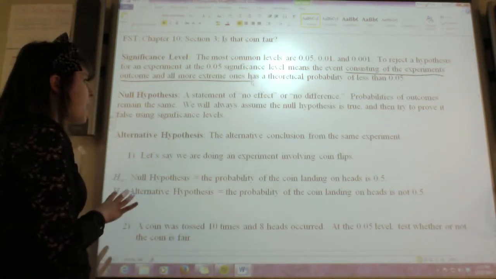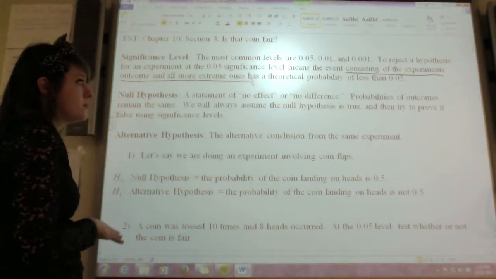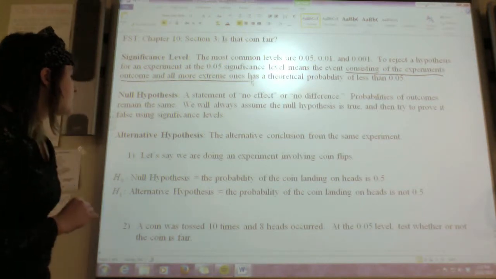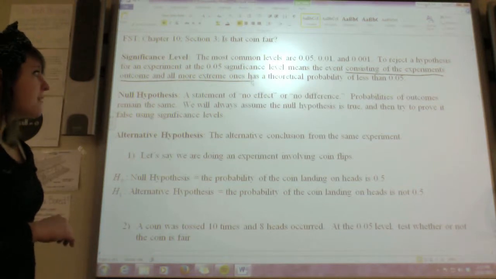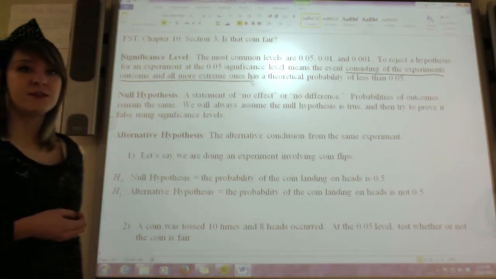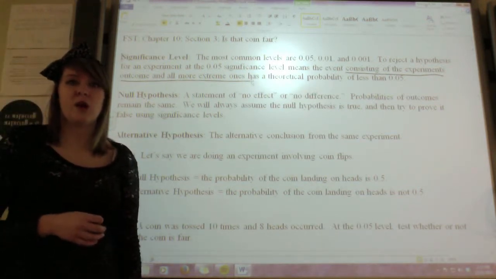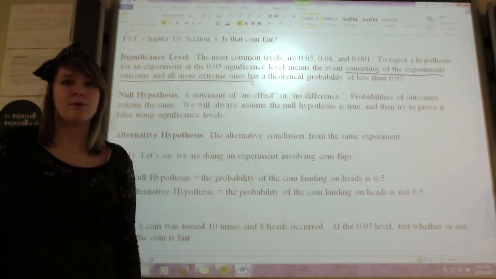Okay, a null hypothesis is a statement of no effect or no difference. Probabilities of outcomes remain the same. We will always assume the null hypothesis is true and then try to prove it false using significance levels. So essentially the null hypothesis is what you think should happen.